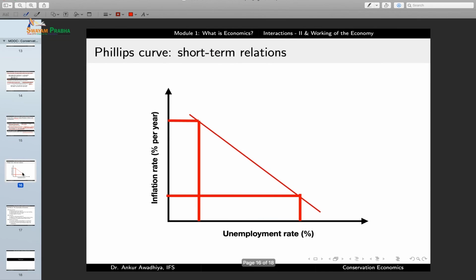And if we were to plot a curve between the rate of inflation and the unemployment, we would get the Phillips curve. Now, the Phillips curve shows that if you have higher inflation, you have a lesser amount of unemployment. If you have lower inflation, you have a greater amount of unemployment. So this is a choice that needs to be made at all times.